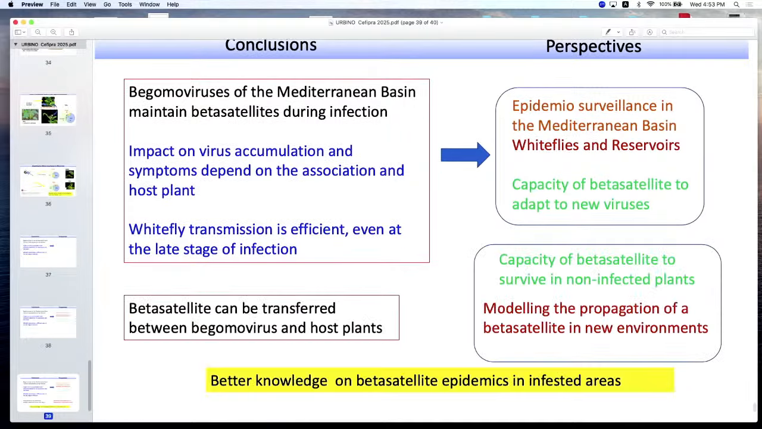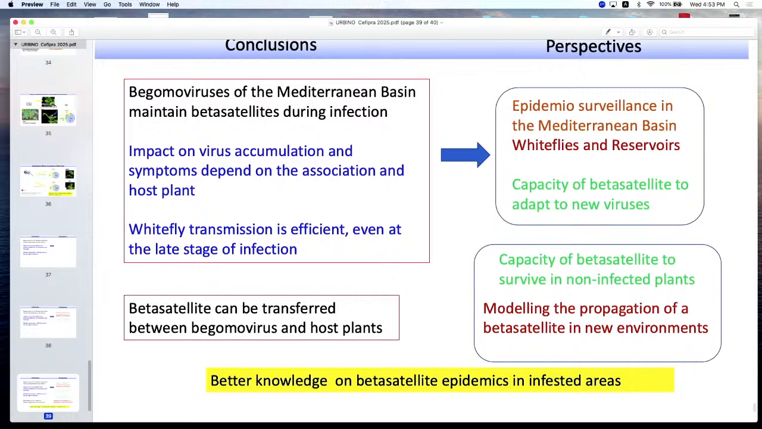and we have to be very cautious about this. Beta satellites can be transferred between begomoviruses and host plants, even if the first helper virus cannot infect the new host. This means that the satellite can move alone, because we don't care which virus it comes with.